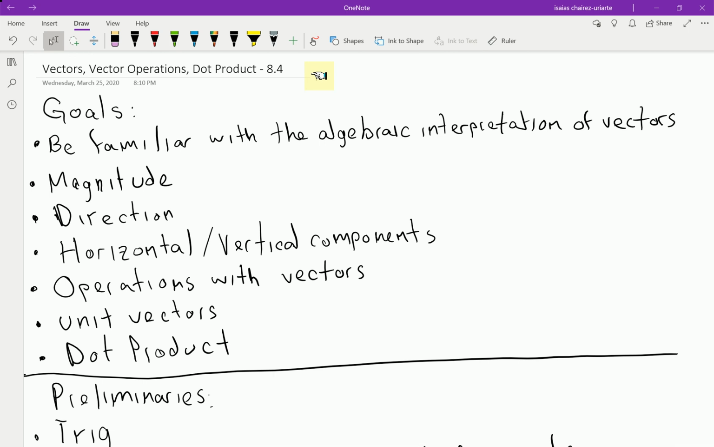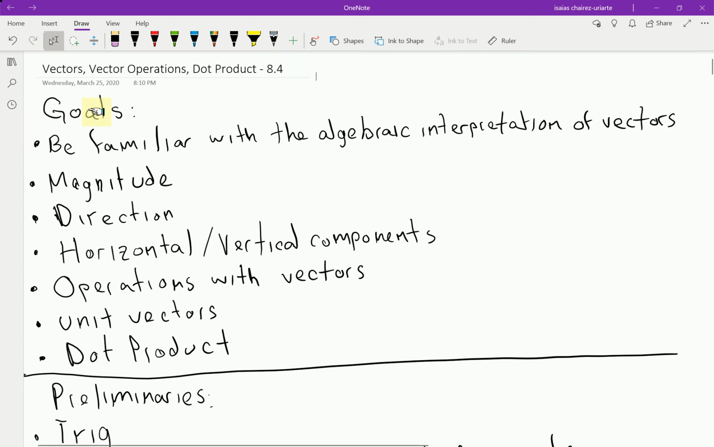Okay, this is section 8.4. We're dealing with vectors, vector operations, and dot product. This is part 1. There's 2 parts to this section. We're only going to get to vector operations in this first part. We'll deal with dot product in the next section, in the next part of this video.